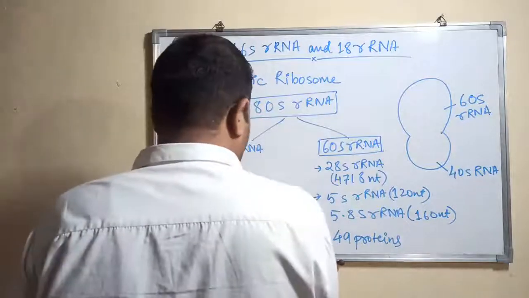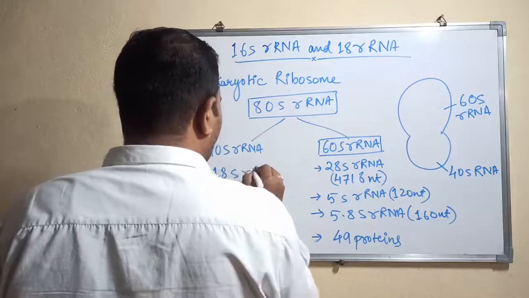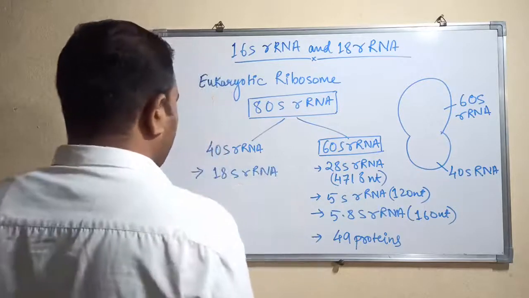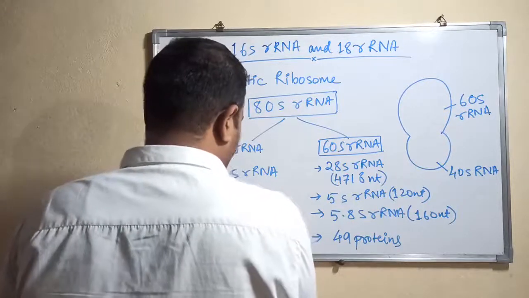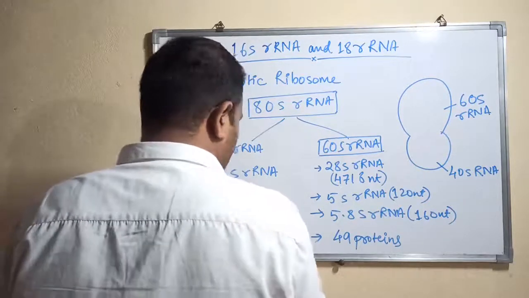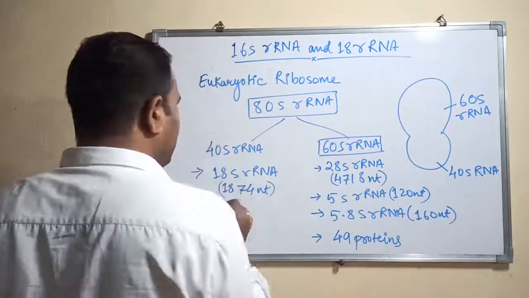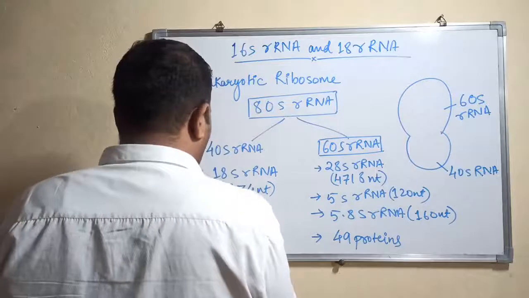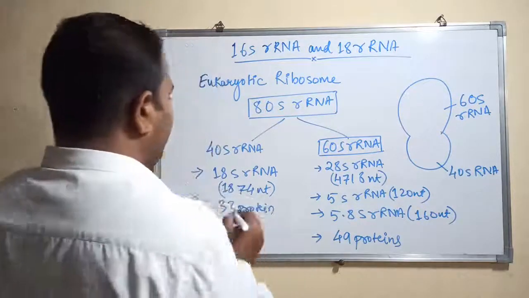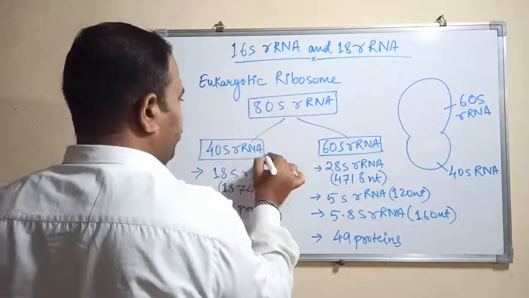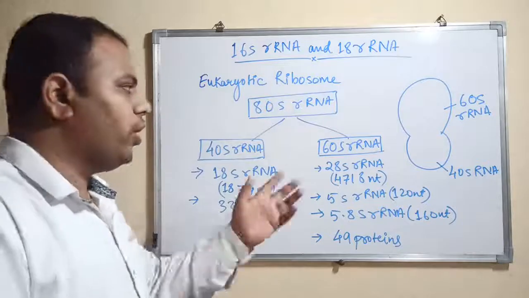Okay, now let's see 40S. 40S is first of all made up of 18S rRNA, and the 18S rRNA is made up of about 1874 nucleotides, and about 33 proteins are associated with it so that it can make up the 40S. Okay, so this is how the configuration of the ribosome in a eukaryotic cell is.